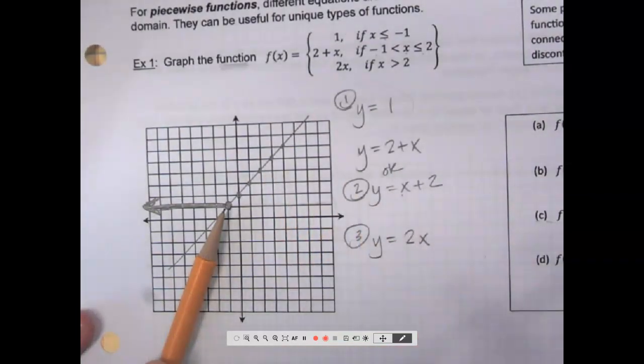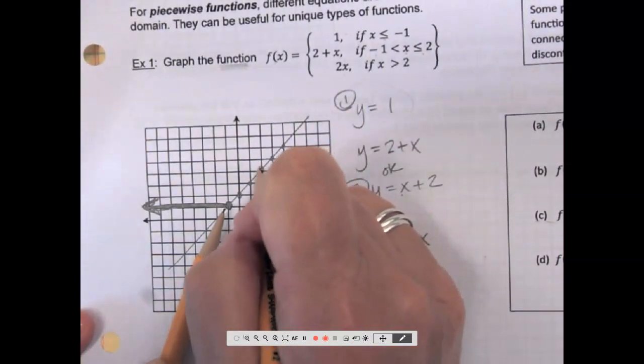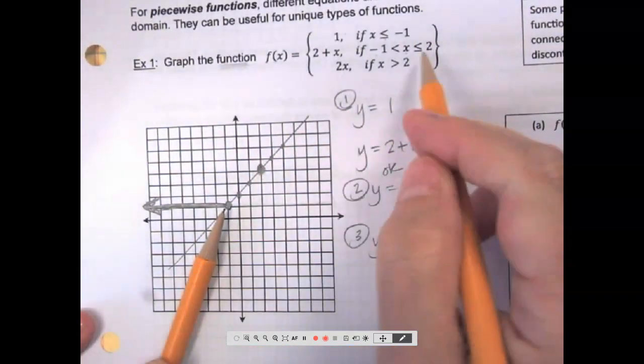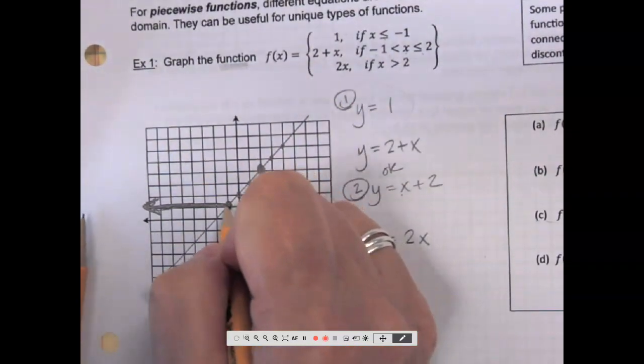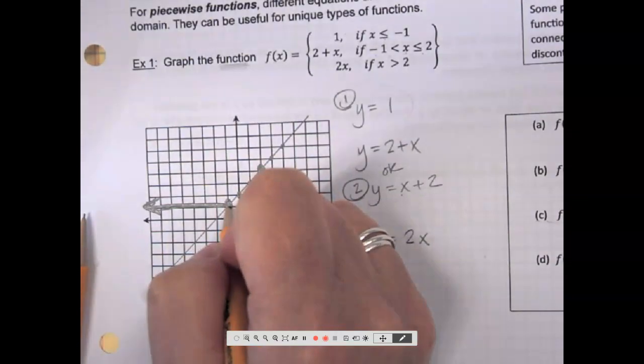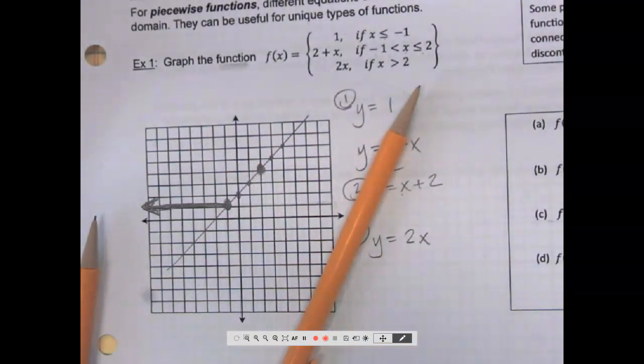So I'm actually going to use a closed circle at 2. And look at this. I don't include -1. So technically I'm going to have an open circle there. But that open circle is surrounding a closed circle. So is it an overlap?